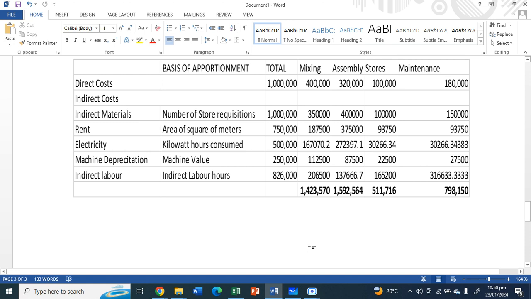Then when we meet next time, we're going to look at the step-down method of reapportionment. The first thing you want to do before you reapportion these service departments is say which service department supports the other more. Between stores and maintenance, you're going to find out which service department supports the other more. Whichever service department supports the other more is the one that's going to be reapportioned first.